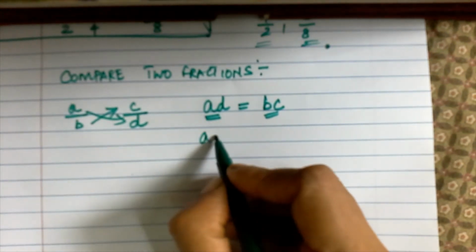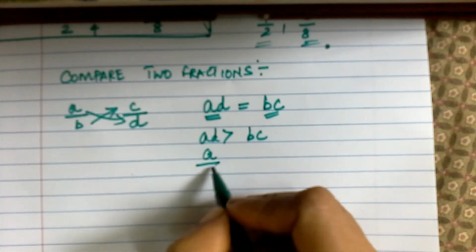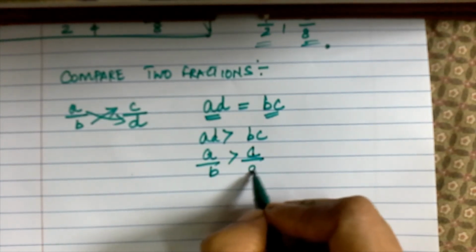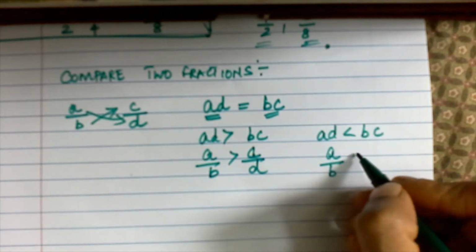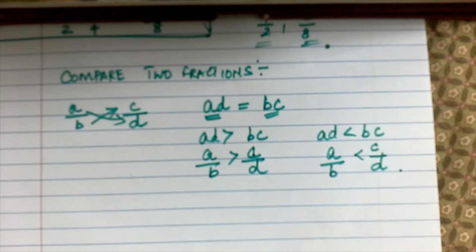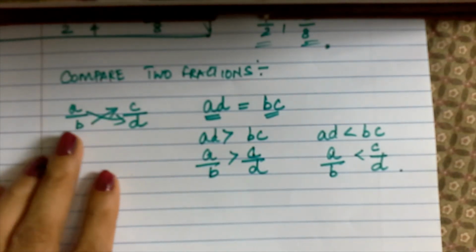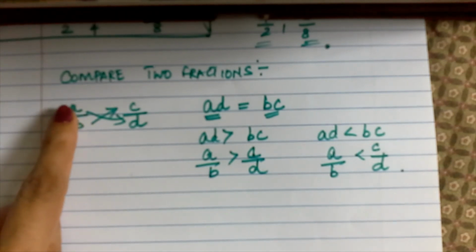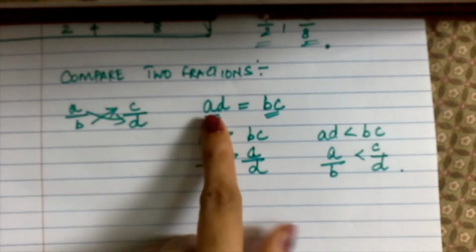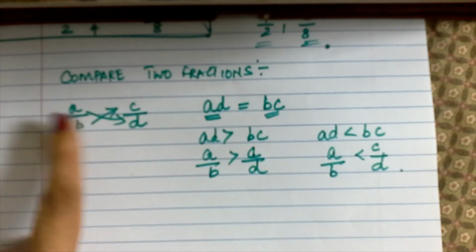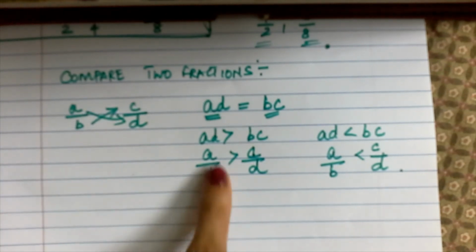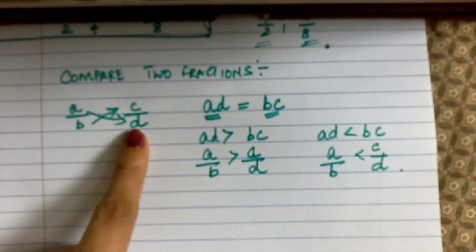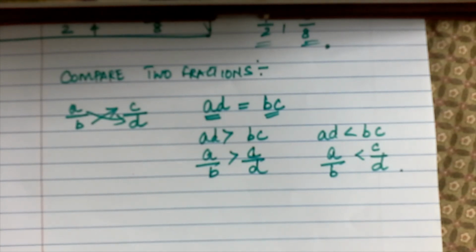If AD is greater than BC, it means A by B is greater than C by D. Or in case AD is less than BC, vice versa: A by B is less than C by D. So this is the comparison of two fractions. If you cross multiply, you multiply A and D, and B and C. If the resulting answers are the same, then the two fractions are the same. If AD is greater, that means A by B is greater than C by D. If AD is less, it means A by B is less than C by D. This is comparison of two fractions.